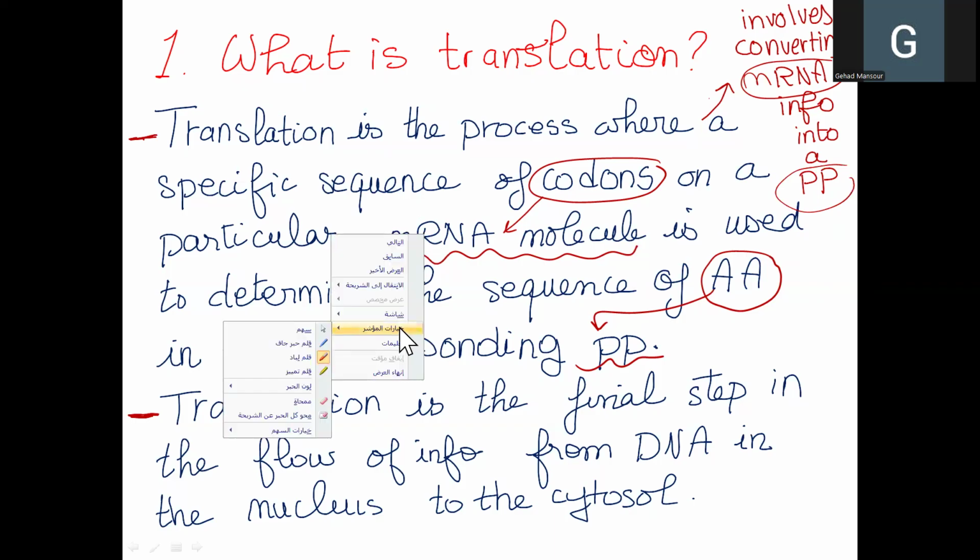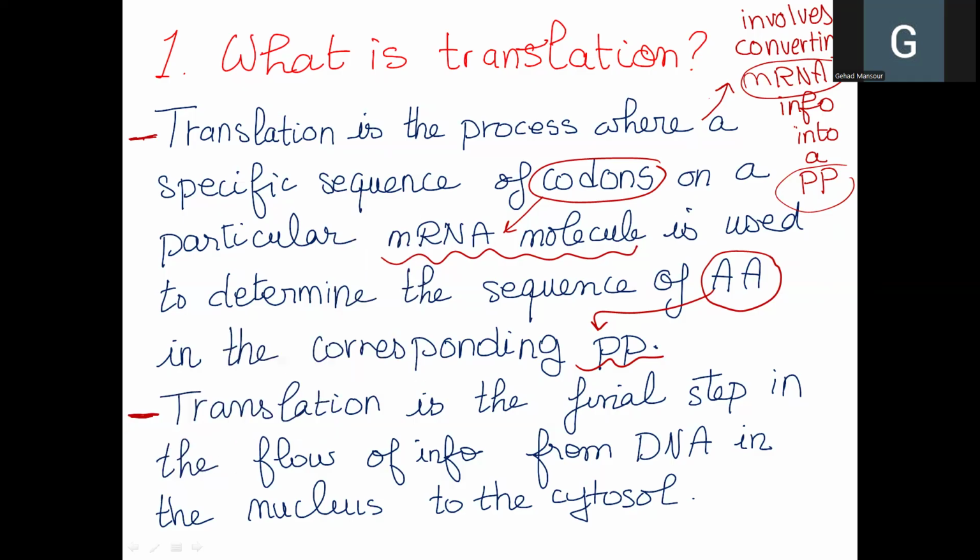Does messenger RNA provide information? Yes. Why? Because it includes a sequence of codons. Does a polypeptide include information? Yes, because it contains amino acids. It gives us the information about the type of those amino acids, the number of amino acids in the polypeptide chain, as well as the arrangement of those amino acids inside the polypeptide chain.